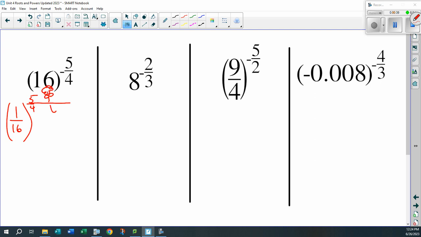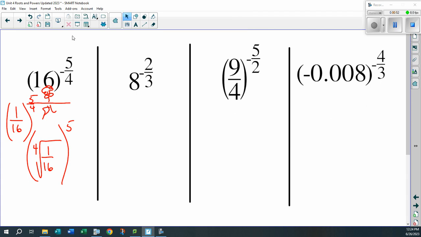There's the flower, there's the root. So you're dealing with the fourth root of 1 over 16 to the power of 5. Oh, remember, do the root first. Now, I'm curious, what is the fourth root of 1 over 16? I don't know. Let's go to our calculator here and find out.